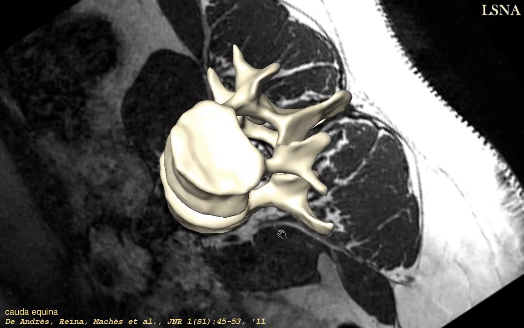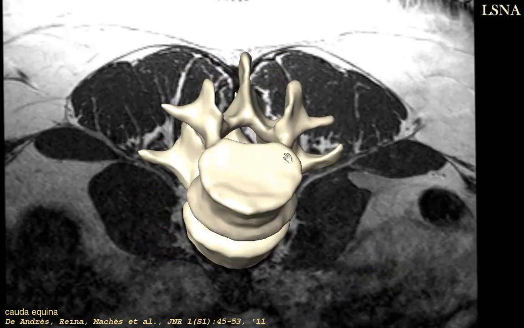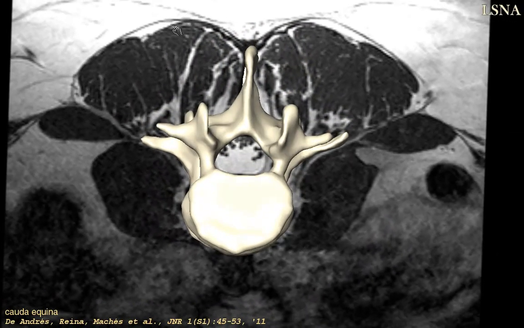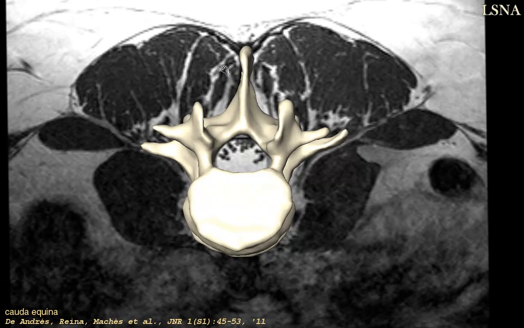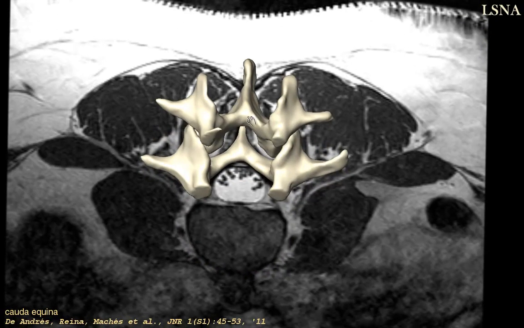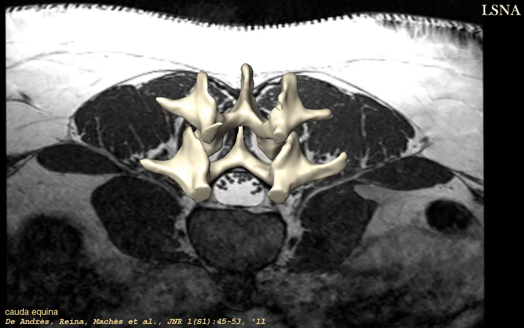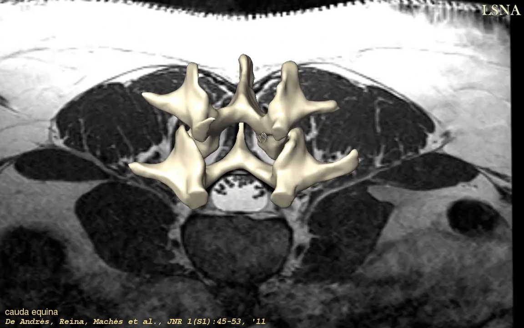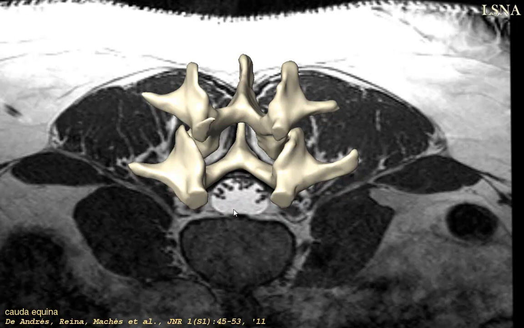This is the normal view of the cauda equina filling the dorsal dural sac due to the supine position of the patient during scanning. For a better visualization, we can remove the vertebral bodies, making it easy to distinguish between motor and the sensory roots.